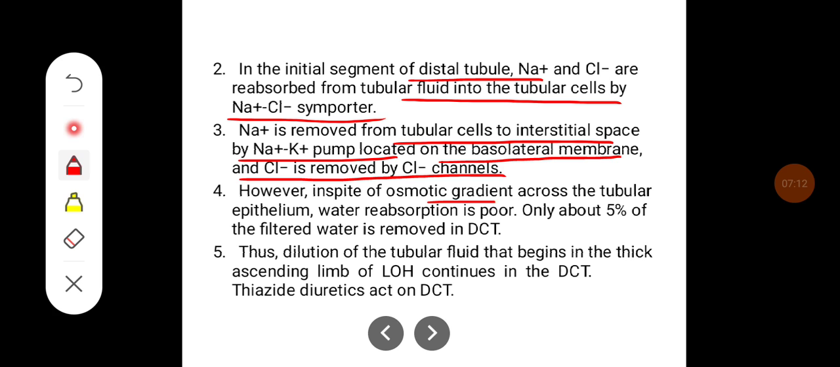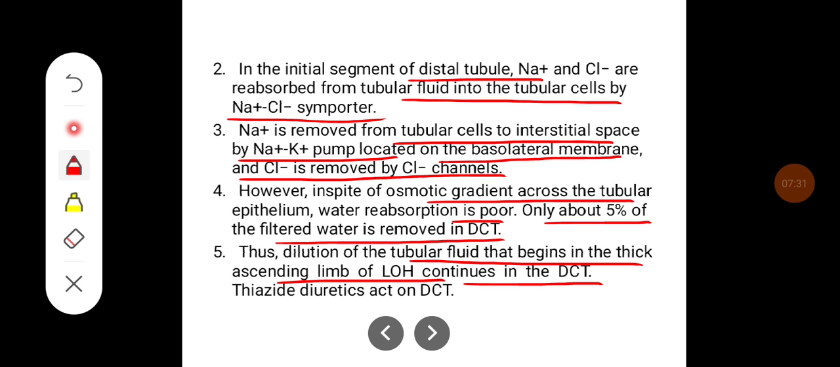However, in spite of the osmotic gradient across the tubular epithelium, water reabsorption is poor. Only about 5% of the filtered water is removed in the DCT. Thus, dilution of tubular fluid that begins in the thick ascending limb of the loop continues in the DCT. Thiazide diuretics are going to act on this part of the DCT.